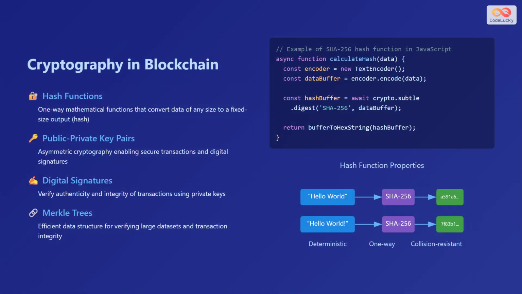Cryptography is a critical component in blockchain technology. Hash functions are one-way mathematical functions that convert data of any size to a fixed size output, known as a hash. Public-private key pairs are used in asymmetric cryptography, enabling secure transactions and digital signatures. Digital signatures verify the authenticity and integrity of transactions using private keys. Merkle trees are efficient data structures for verifying large datasets and transaction integrity.